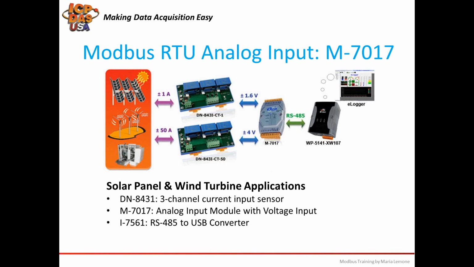DN843i is a current input sensor board that can put out voltage. M7017 can take that voltage so it can be brought back to a computer for data logging, control, and monitoring so you can measure energy being produced. The data is logged on a WinPack WP5141XW107 programmable automation controller with Windows CE.NET 5.0 operating system and VGA port for connecting to a monitor.